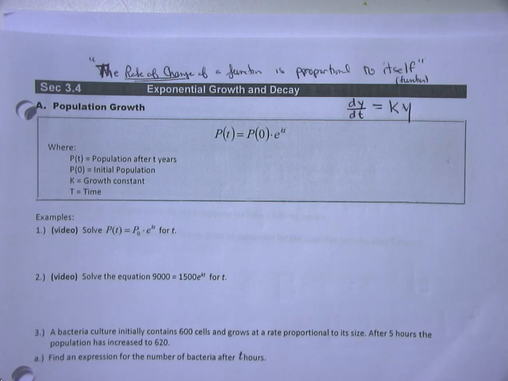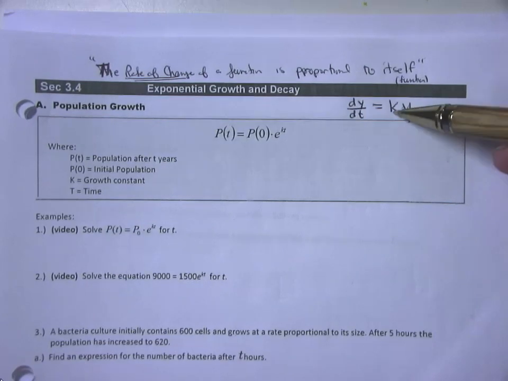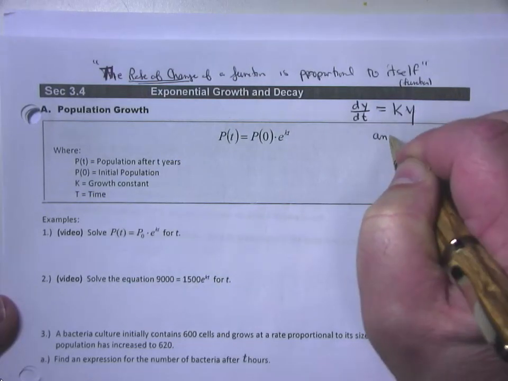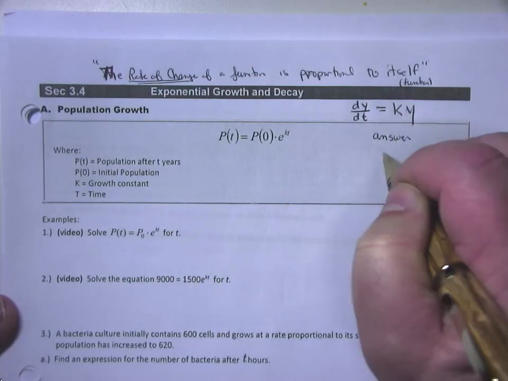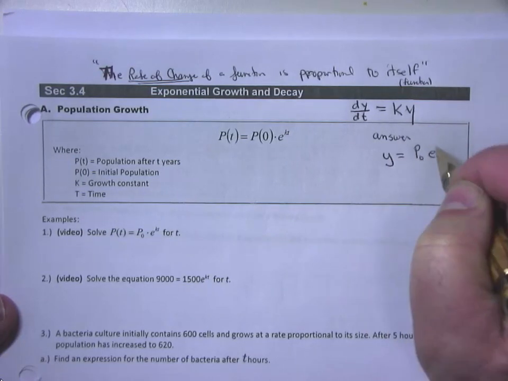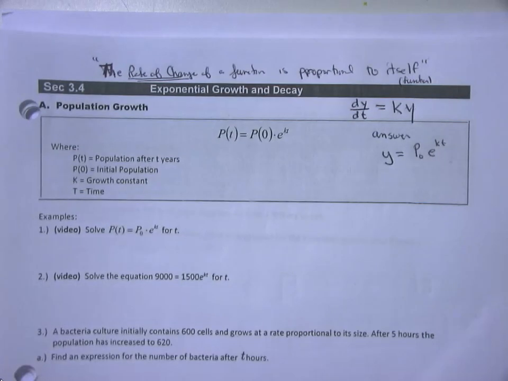You're going to do lots of derivatives with the original function equations and stuff. But we got something simple. We got just the first derivative equating to some constant times the original function. When you look at this, the answer to this function is y equals P naught e to the kt. It's the exponential function e to the kt.